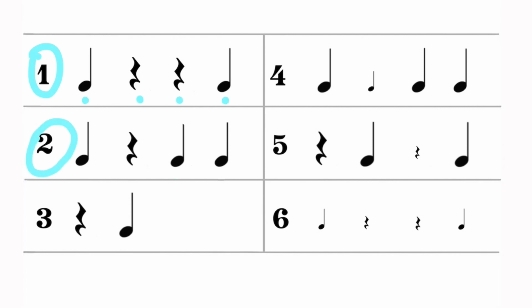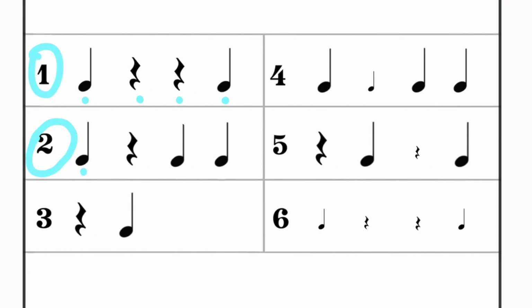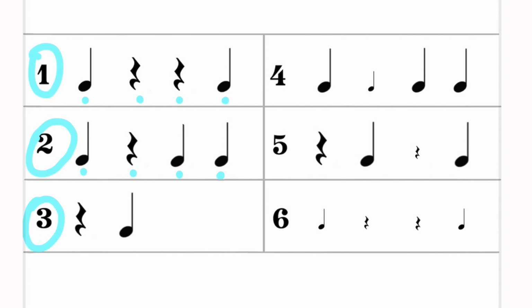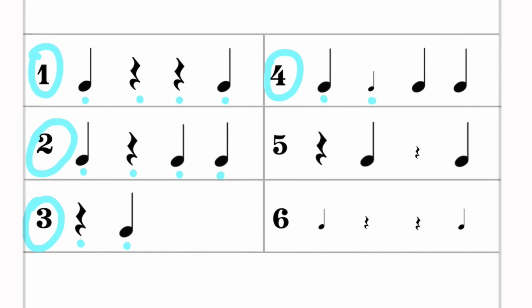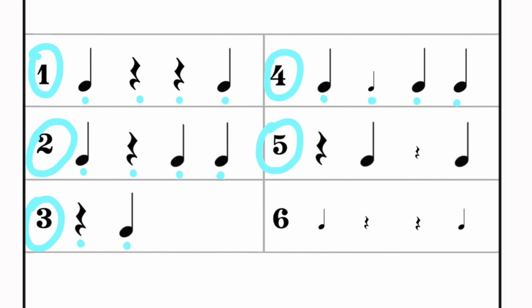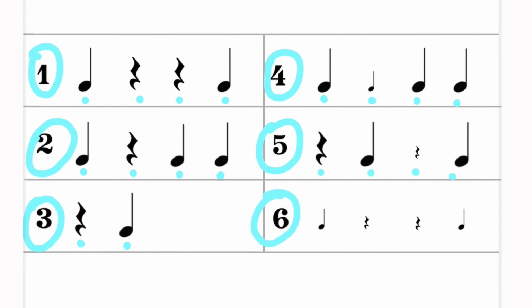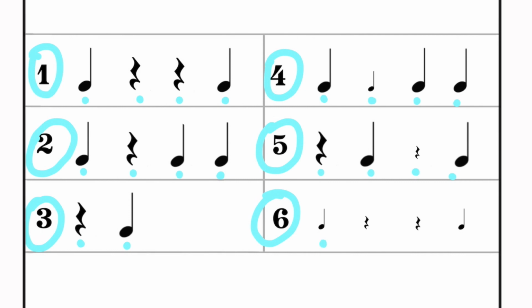Number two. One, two, ready, go. Number three, one, two, ready, go. Number four, one, two, ready, go. Number five, one, two, ready, go. Last one, number six, one, two, ready, go. And that's it.